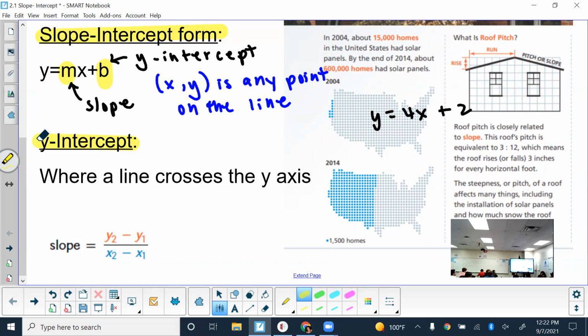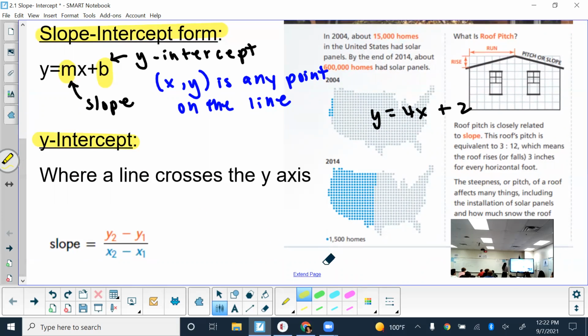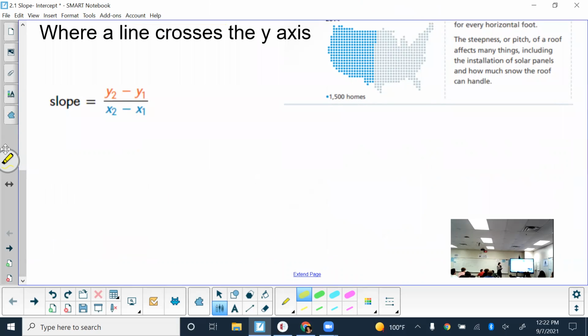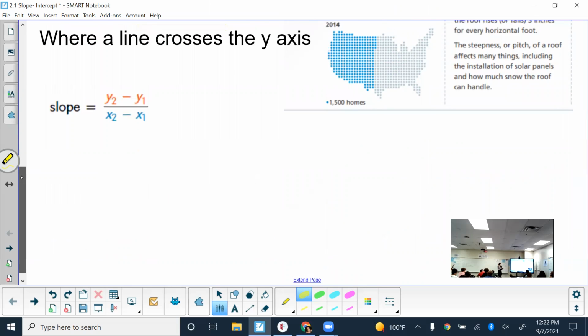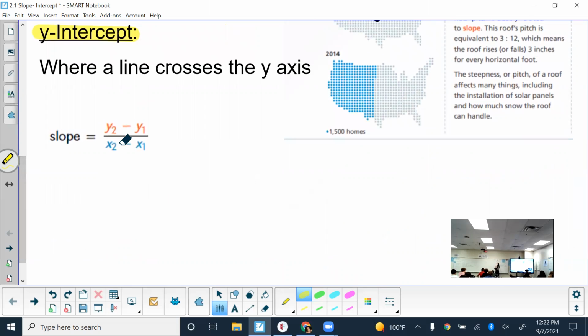All right, so where it crosses the y-axis, good there? All right, now the slope, I don't know if you were able to see this earlier, so if you didn't write the slope in, write it down now.